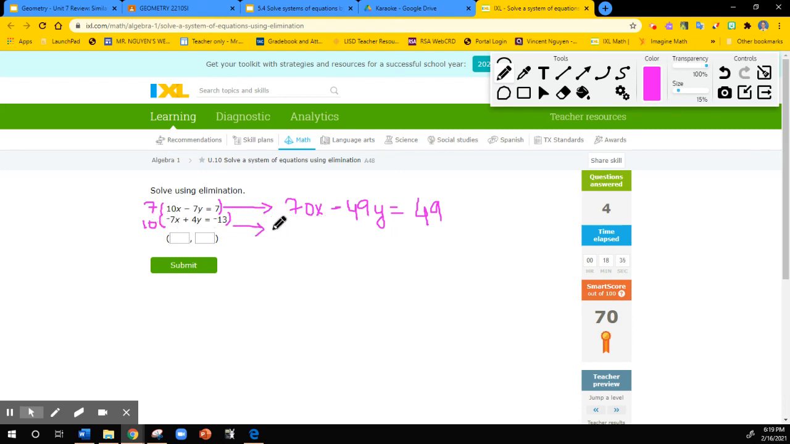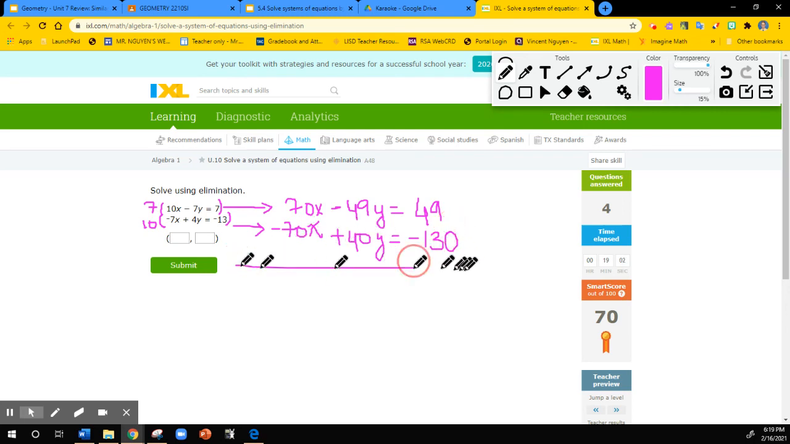So 10 times -7 is -70x. 10 times 4 is positive 40y. And then 10 times -13 is a negative 130. Oops, sorry, that's 3. All I do is add a 0. Now I combine them by adding, because they're opposites. So the x will go away. I'm adding these: -49 and positive 40 will give me -9y.